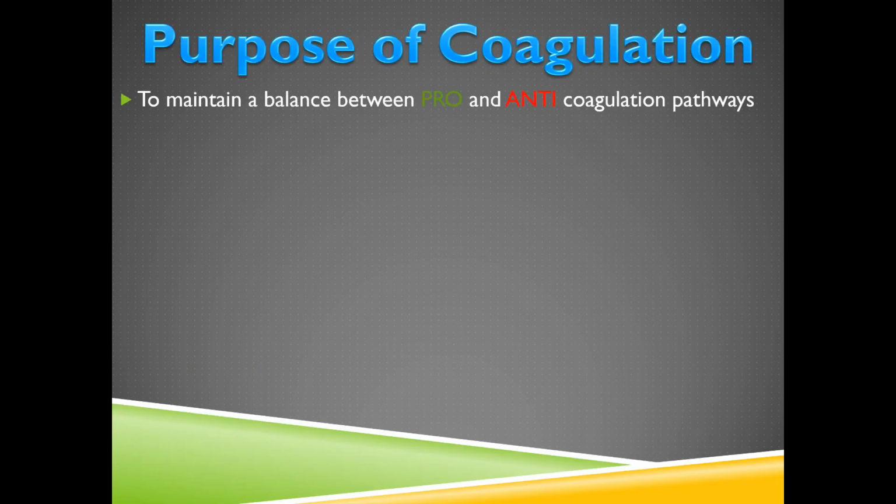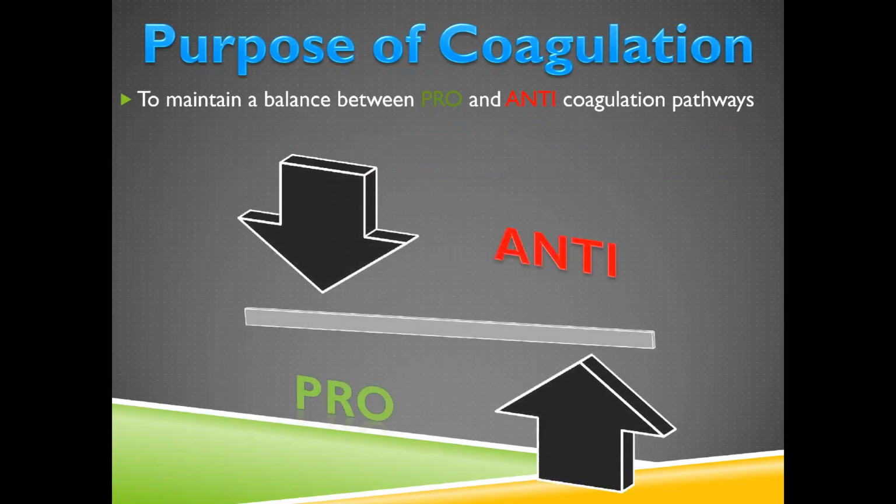What is the purpose of coagulation? To maintain balance between pro and anticoagulation factors. So this should always be equivalent. When there is no trauma or anything, the body should keep the blood in a fluid state. It cannot afford to make a solid or semi-solid form of the blood. So the body in a normal vascular system tries to keep the blood in a liquid phase. For that you need anticoagulation factors.